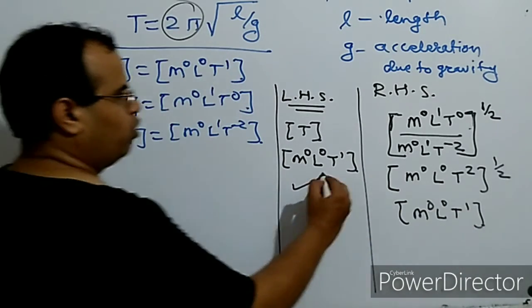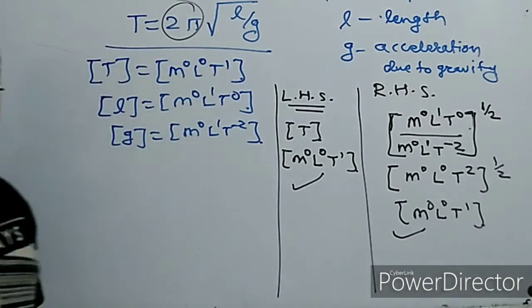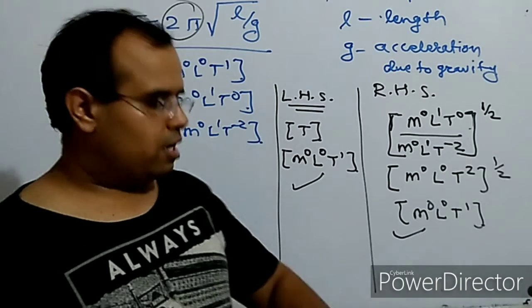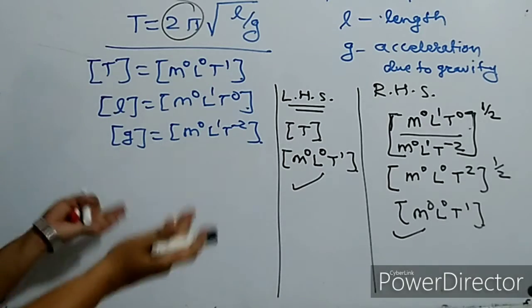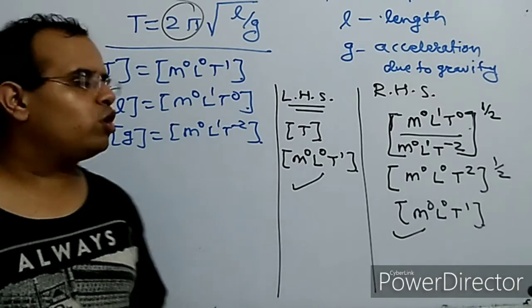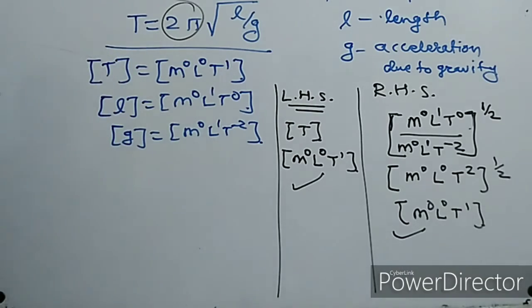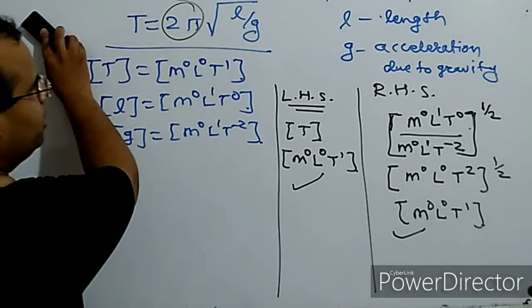Now you see both the sides have the same dimensions. LHS and RHS have same dimensions, and if they have same dimensions, this equation is dimensionally correct. So this is the dimensional validity of the equation. Okay, like this you can check the validity of another equation.